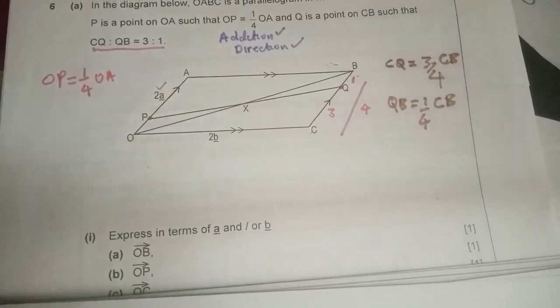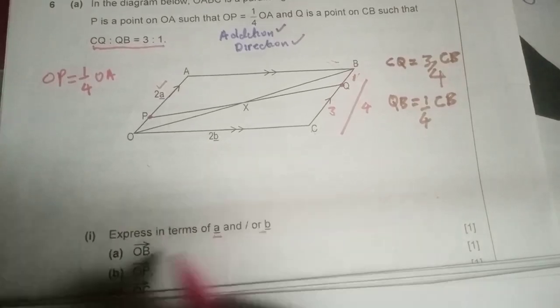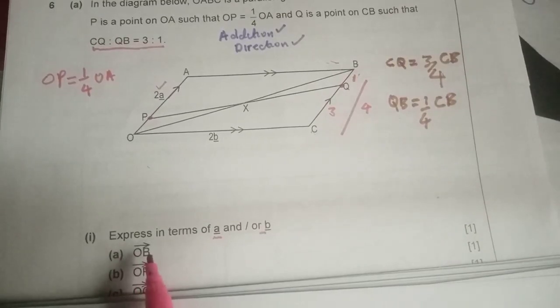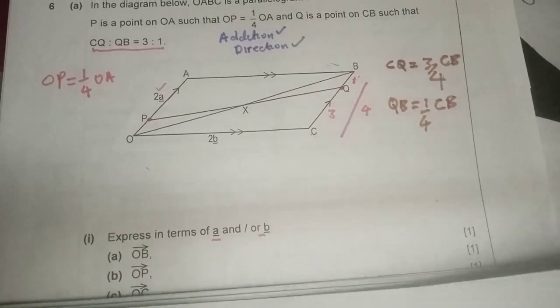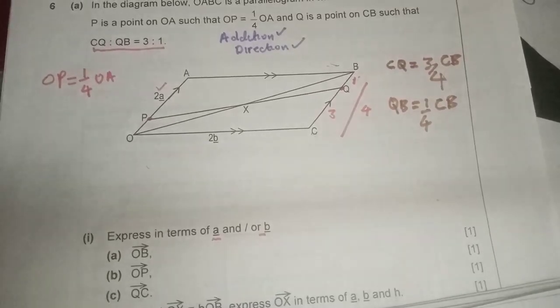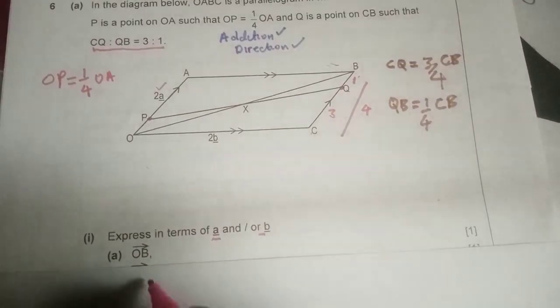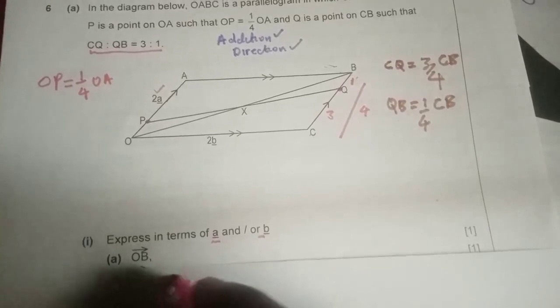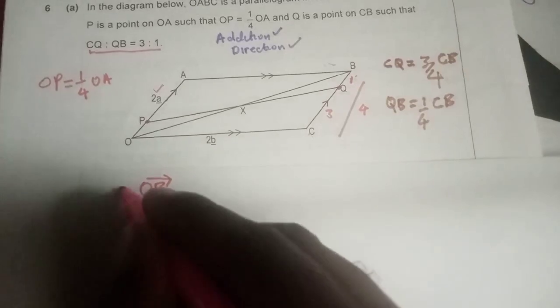So let us see what the question is saying. The question says express in terms of a and or b. So we're using these to express what we are told. We're told to find OB. So let us find OB. That is number 1.